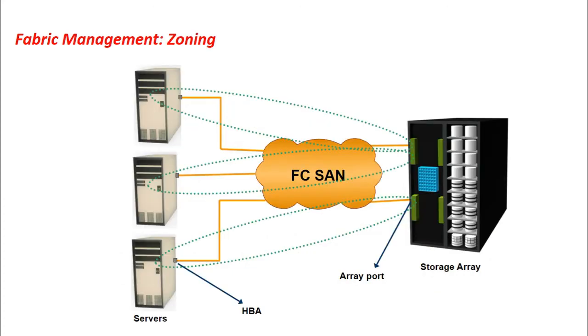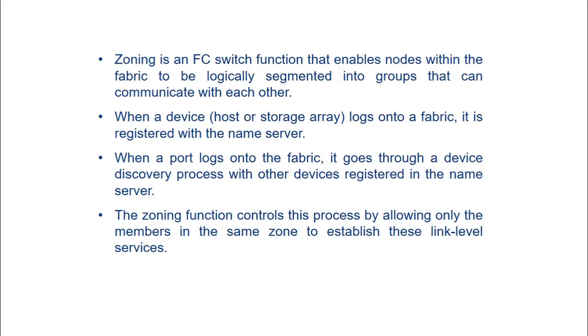Now let us look at what we mean by zoning in a fiber channel storage area network. As we can see in this diagram, we can logically segment a storage area network into zones. Each logical segment that we have created, we call a zone. Let us see what we mean by zoning, what the components of a zone are, the types of zoning, and so on. Zoning is a fiber channel switch function that enables nodes within the fabric to be logically segmented into groups that can communicate with each other. It is basically a segmentation of the storage area network into groups of nodes that can communicate with each other.